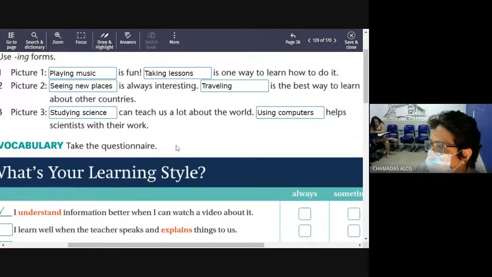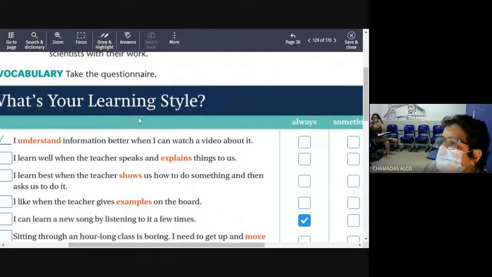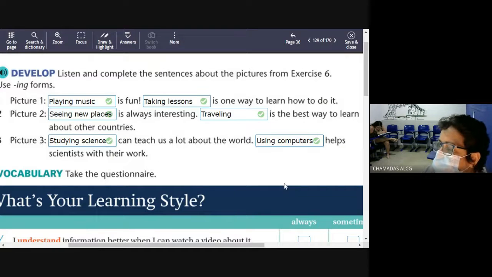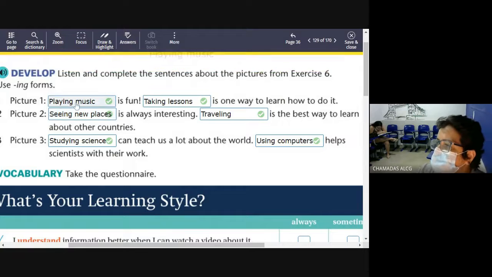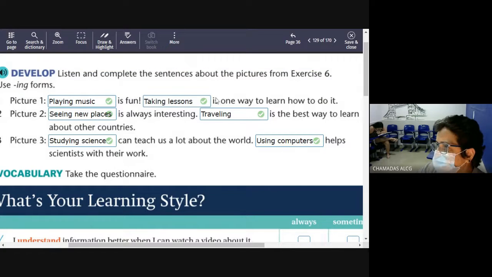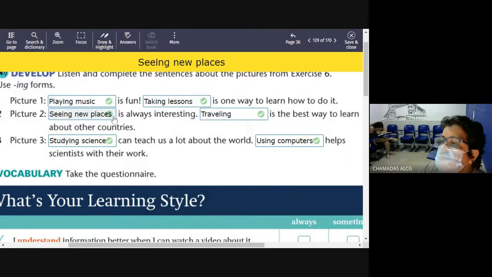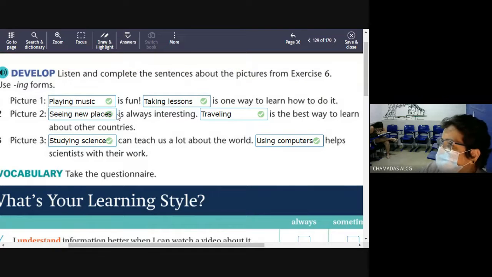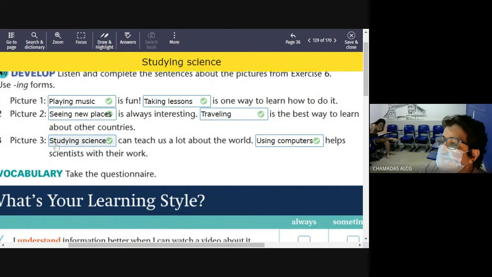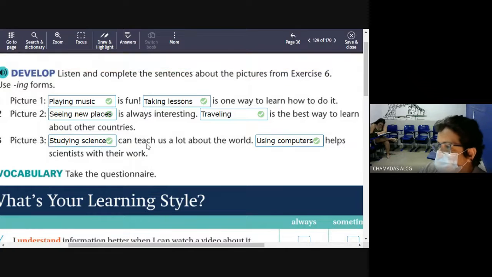Okay? That's very good. Now, here we have the answers. Let me just show you the answers. Everything correct. Okay? I mean, the answer correction. So as you can see, we are using gerunds as subjects, okay? Playing music, look. Taking lessons, then the verb. Seeing new places, then the verb, right? Traveling, then here we have the verb. Studying science, then we have the verb.